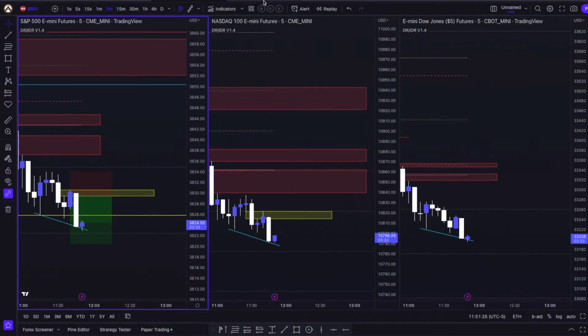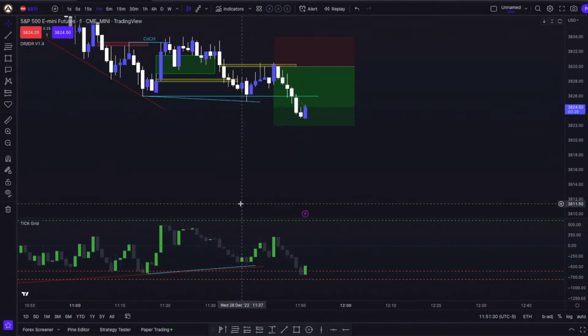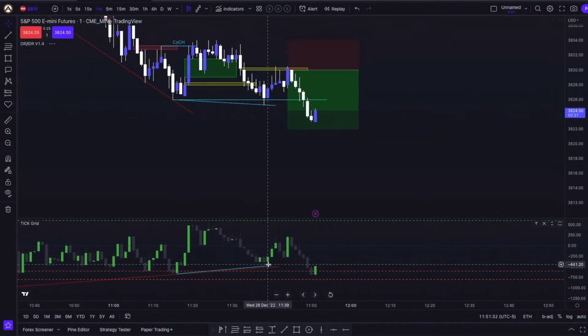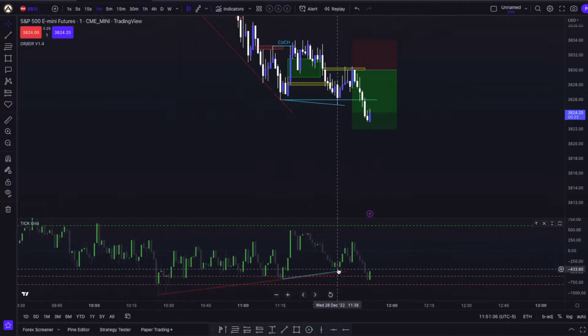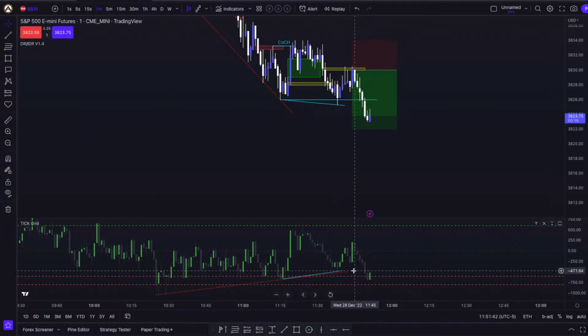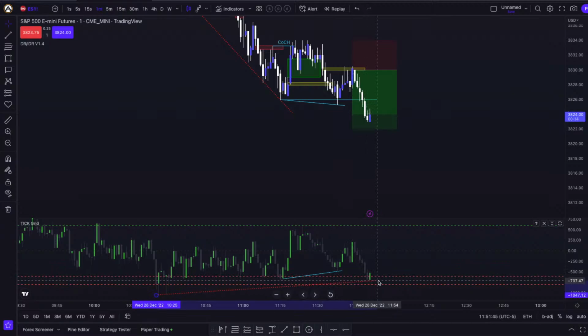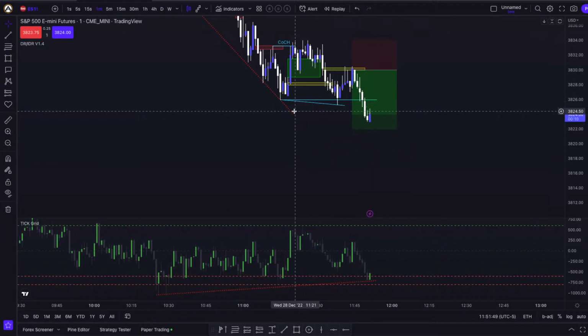Alright, forming lower lows. Not interested in pound US dollar right now. Now we start to diverge again because we also made a lower low, but relatively speaking, from our lowest point on the tick grid, we are still inside of a bullish divergence between the tick grid and the SP 500.